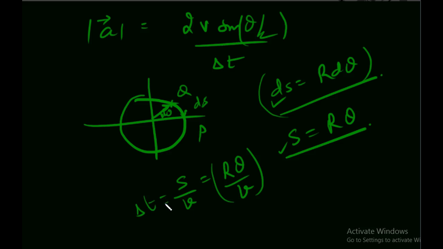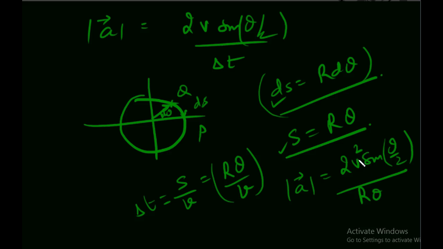Delta t would be equal to distance traveled upon velocity, right? So this would be equal to r theta by v. Now we substitute this. We get 2v sine theta by 2 by r theta, and v goes up, v square, right? So A would be equal to v square by r, we take this as common.